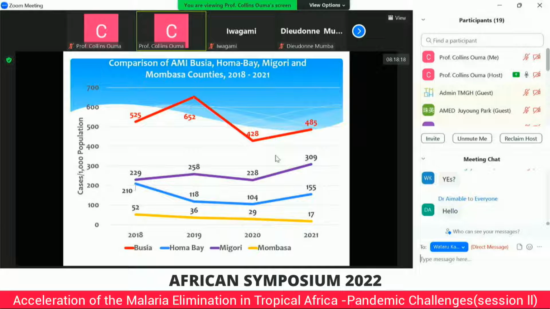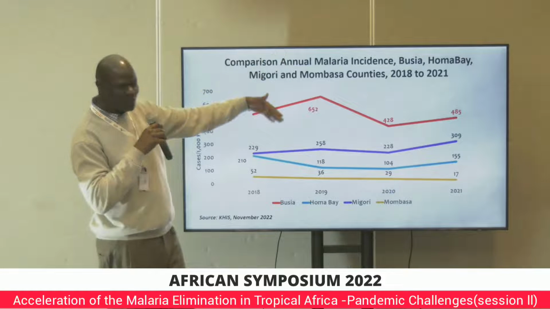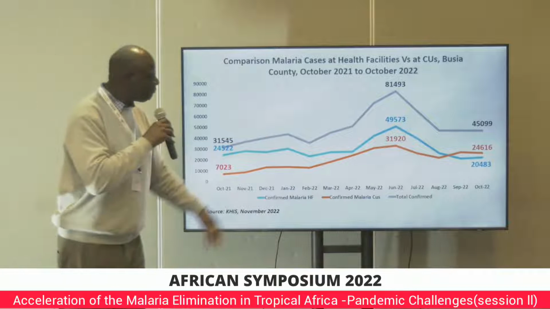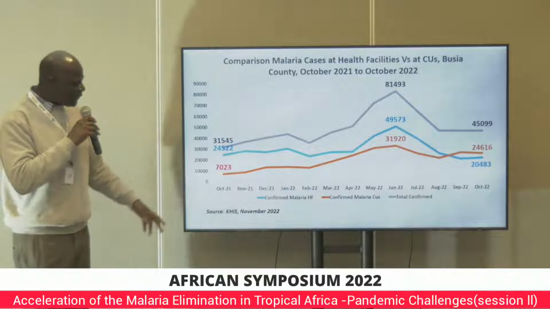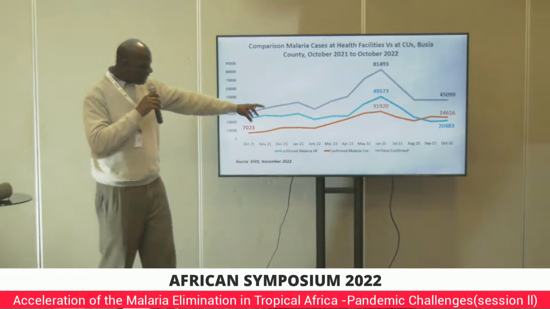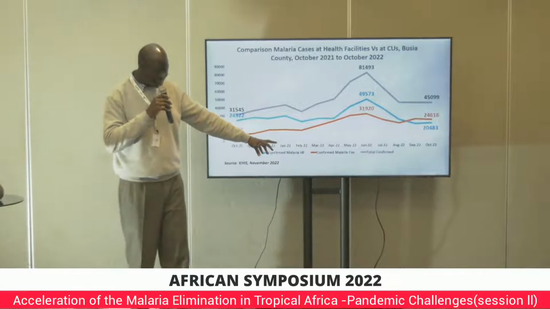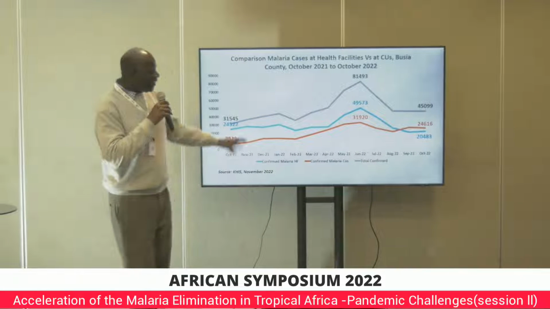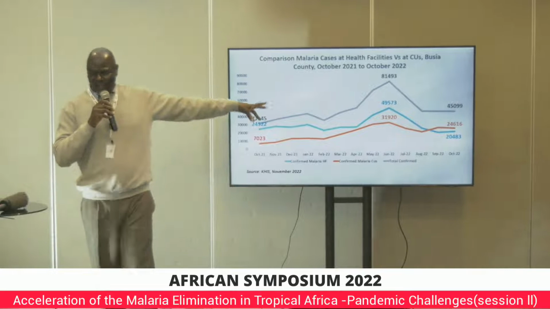And you check, this rise affected both Busia, Homa Bay, and Migori. But for Mombasa, you can see this line. It's almost constant. What is Mombasa doing that we are not doing? For comparison purposes, this is now what they call, we are comparing the cases treated at the health facilities and cases treated at the community units. Allow me to relate this with marathon.